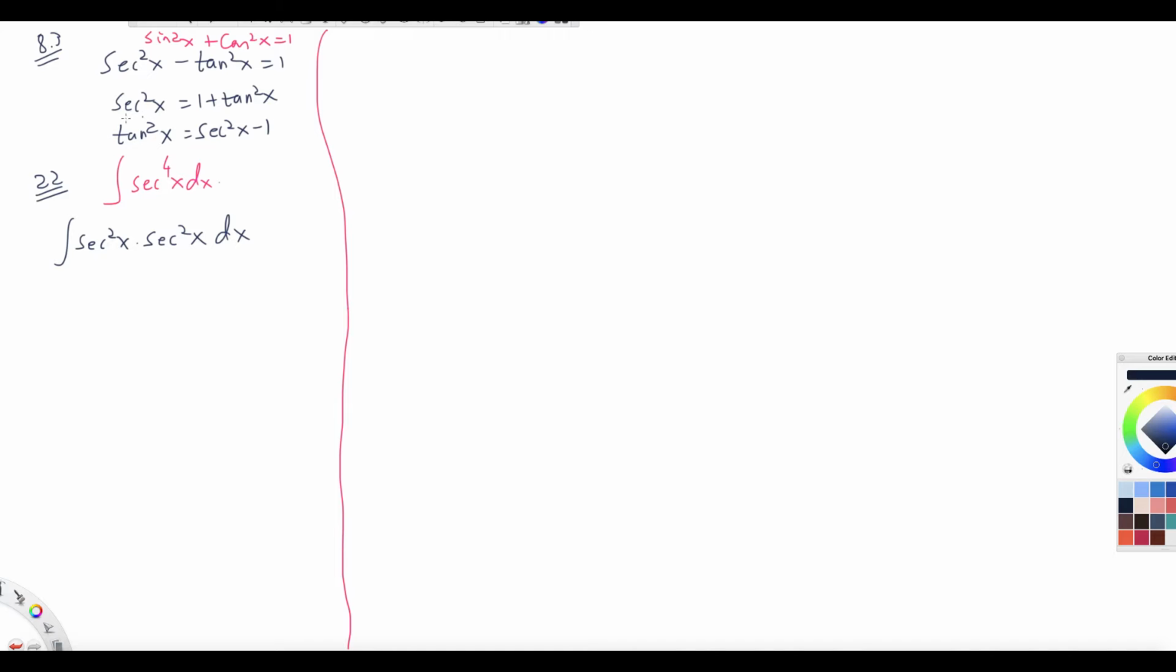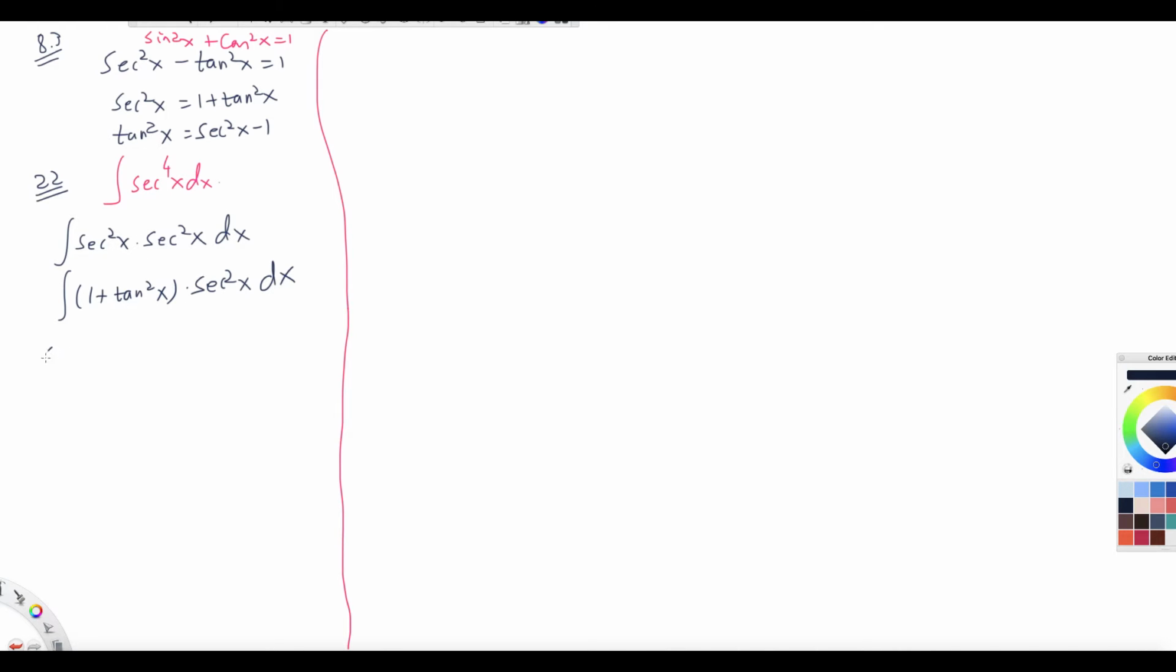But you know what the formula for secant square is? I want to change one of the secant squares into tangent so that I can set up tangent equals u. So I want to do 1 plus tangent square x times secant square x dx. You see that? So I write it this way. You should be thinking, how should I break that secant 4x in such a way that I get two different functions, and if I set one of them equal to u, the derivative of that will be the remaining function. You should think that way, okay?